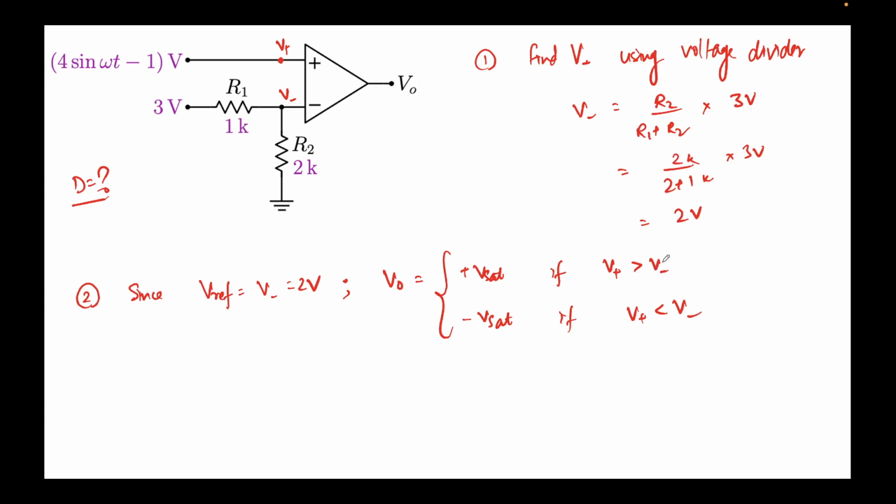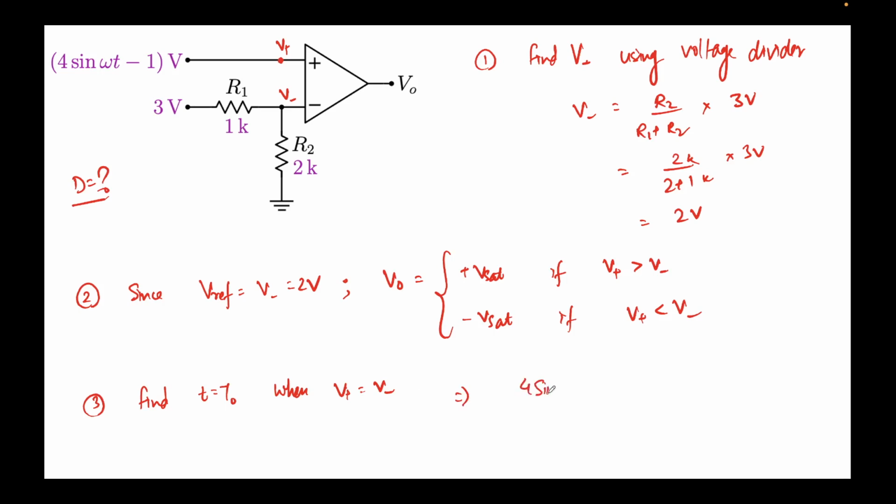this is 2 volts. V minus is coming out to be 2 volts. So let's find out the time. In the third step, we find the time t equal to t naught when V plus is equal to V minus, because that is the point at which V naught will switch. So how do we do that?